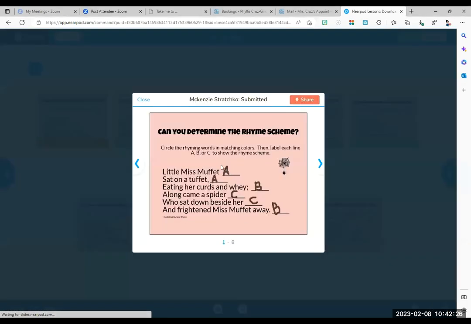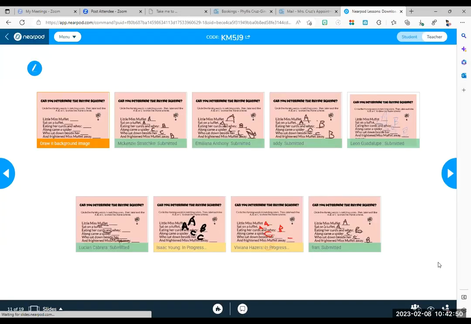Look at my screen. Muffet, Tuffet, A's. Way, and then the last one, away, are B's. And then in the middle here, spider, beside her. Those are a new rhyme scheme. Doesn't rhyme with anything else. So they give them a new name, a new scheme, C. A, B, C. We just keep going until we run out of the letters of the alphabet.